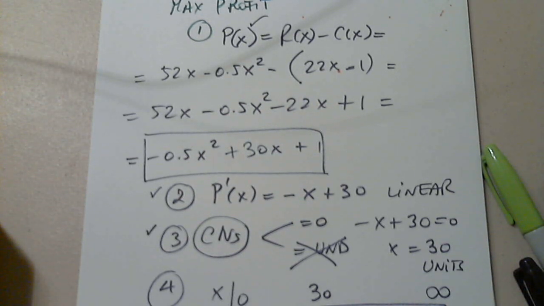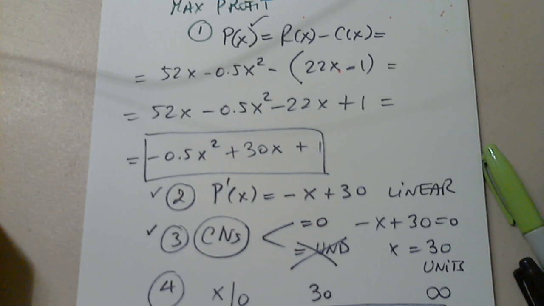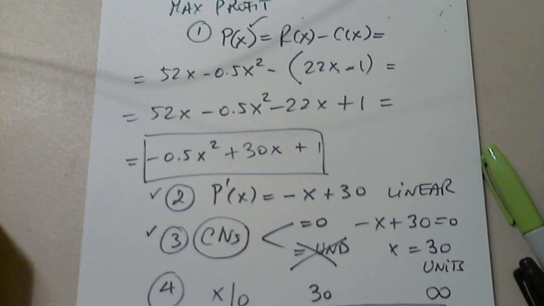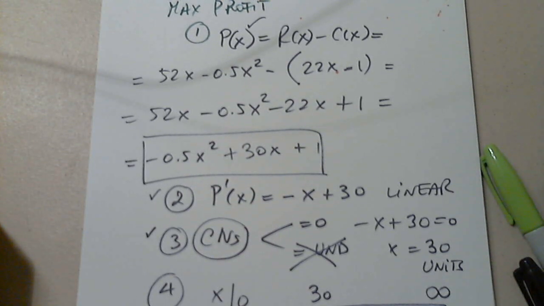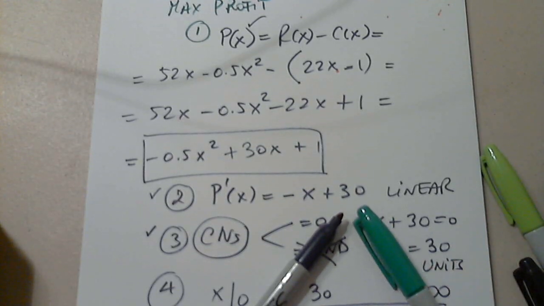For 0 it's positive. Good. And for 100 is? Negative. Excellent. So obviously this is the situation. This guarantees a maximum. The fact that the derivative is positive before the critical number and negative after the critical number means that the function is increasing and then decreasing.